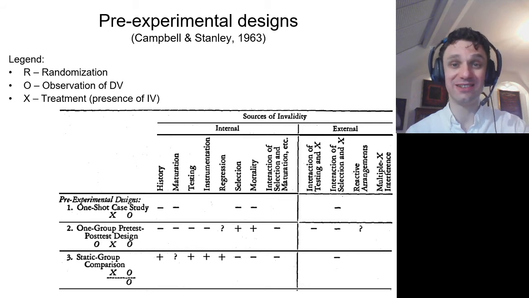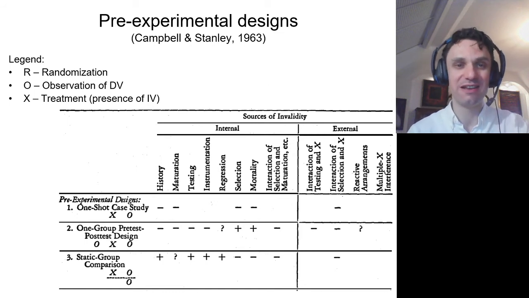Before we start discussing the real experimental designs, we might take a look at what Campbell called pre-experimental designs, or basically the ways people used to make causal conclusions before the experimental paradigm came around. And for each of those ways of making causal conclusions, he lists which of the threats to validity this approach allows us or does not allow us to control. So if you see in this table a minus, it means that this threat is not controlled. If you see a plus, it is controlled. But if you see nothing or a question mark, it's not clear. It depends on some other factors.